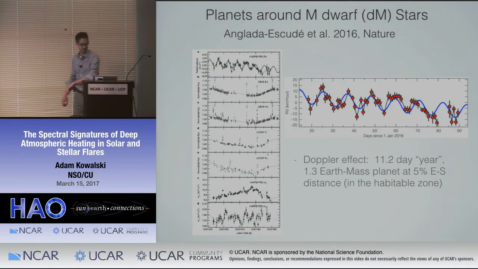So recently, an Earth mass planet was discovered in the habitable zone of Proxima Centauri, which was exciting. The radial velocity curve of Proxima Centauri is shown there with the red dots. And that's how they're able to get the mass. But the interesting thing is that this habitable zone is at 5% of the Earth-Sun distance. So that means for an equal energy flare on the Sun and on Proxima Centauri, there will be 400 times the irradiation from the flare on this planet, just by the inverse square law.